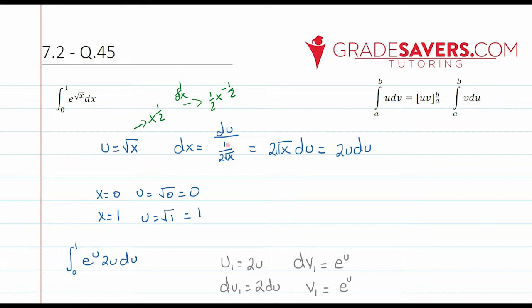Alright, moving on. In order to simplify this, the 2 root x comes up beside the du, so it becomes 2 root x du. And we notice that we have a root x here, which is equivalent to our u. So it becomes 2u du.